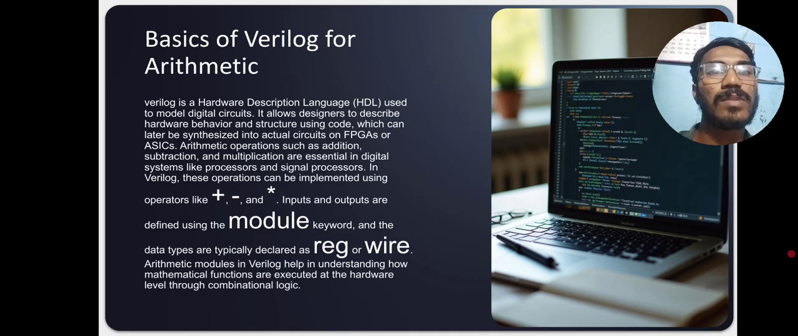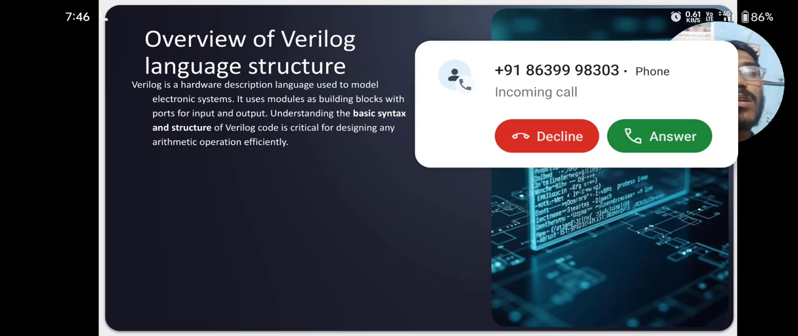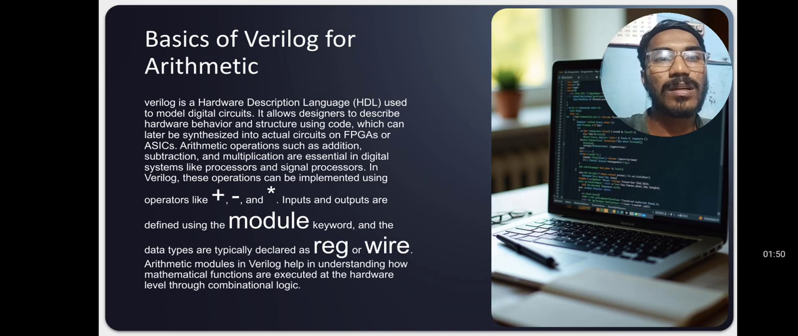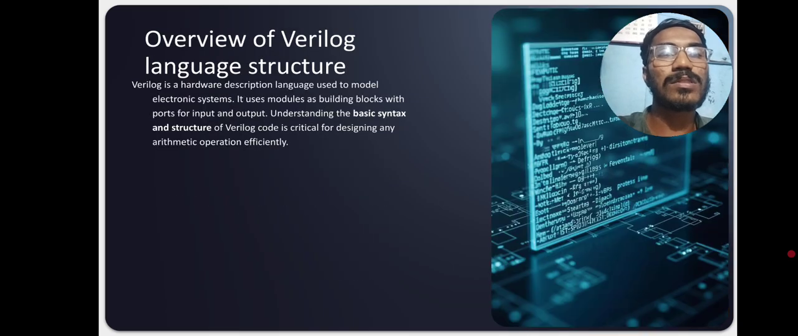Inputs and outputs are defined using the module keyword, and the data type used is typically reg or wire. Arithmetic modules in Verilog help in understanding how mathematical functions are executed at the hardware level through combinational logic. The next topic was the overview of the language and structure.